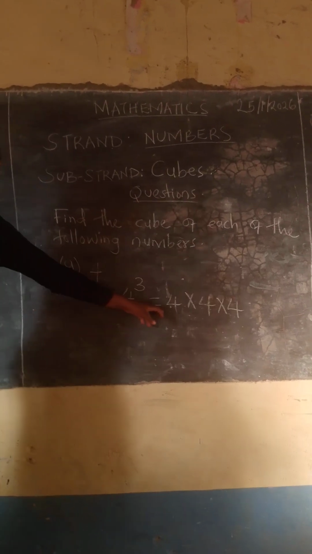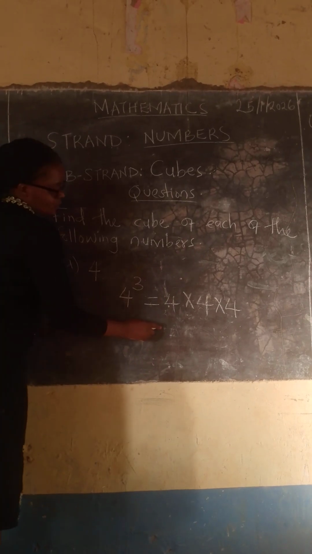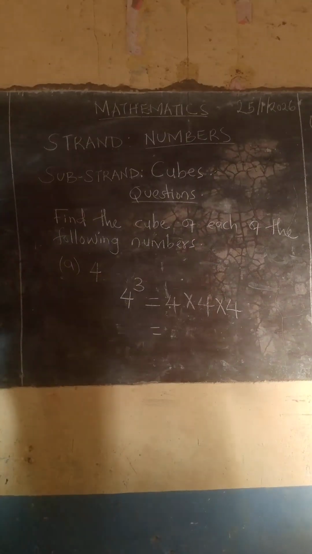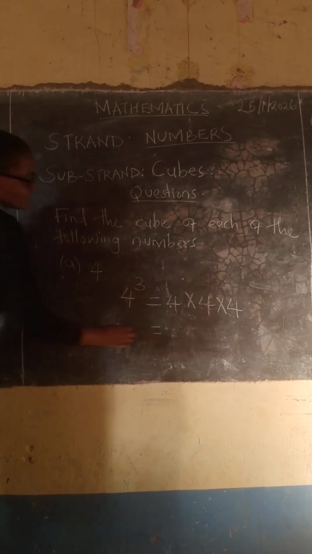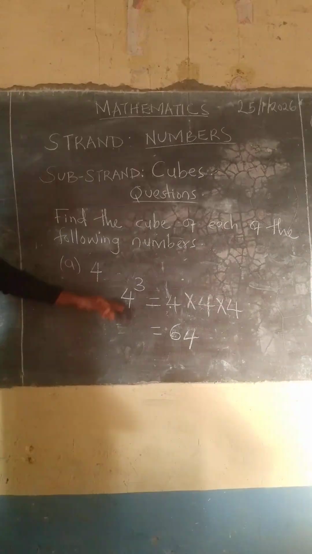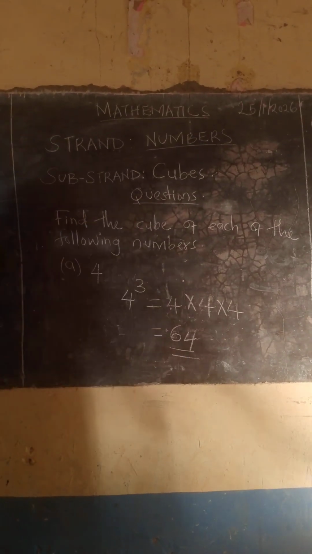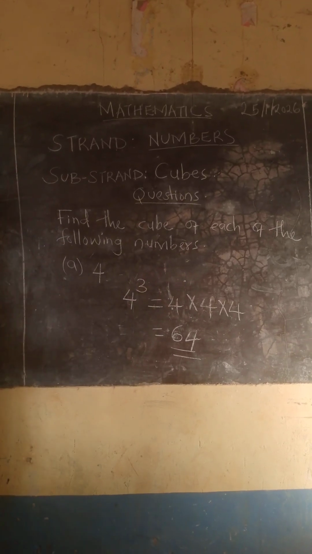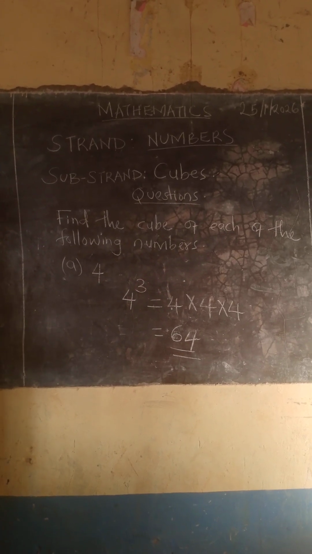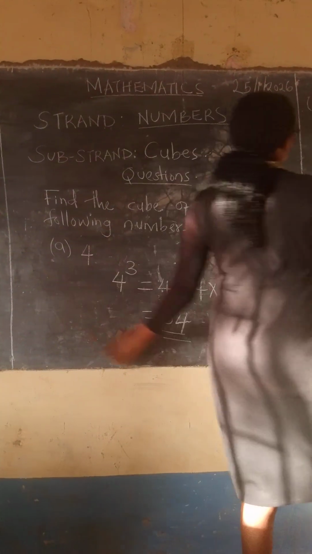Therefore, 4 times 4 times 4, which is 4 cubed, is equal to, one of you to tell us, Beatrice? 64. That means that the cube of 4 is equal to 64. Let us move to the next question.